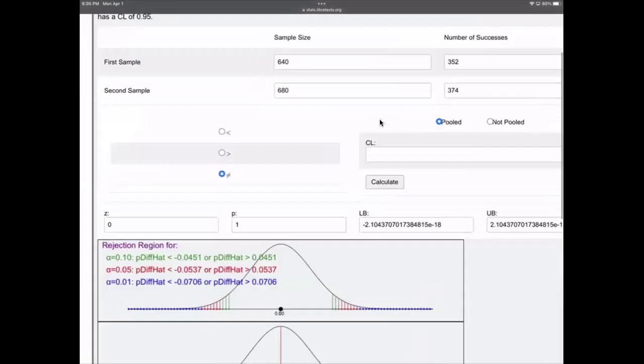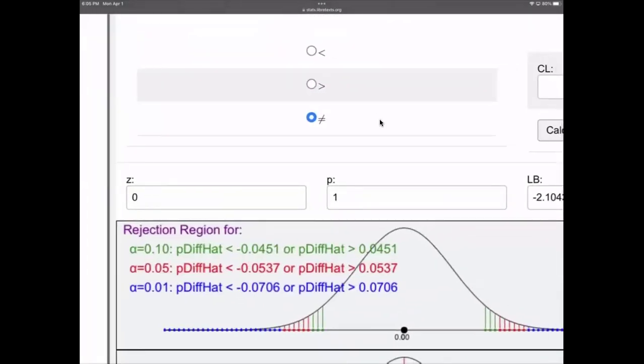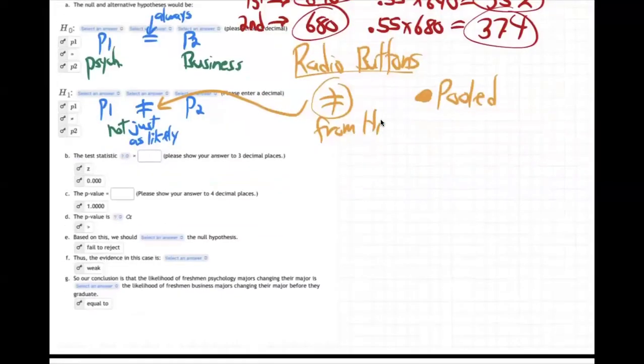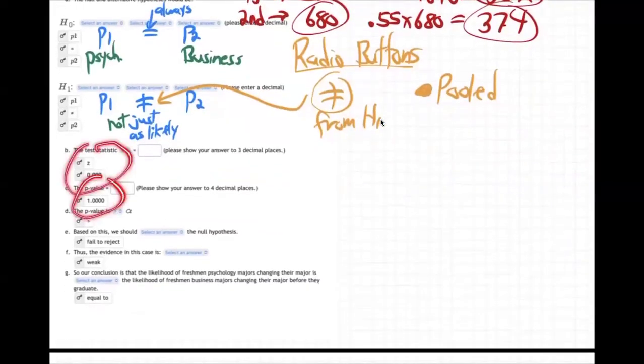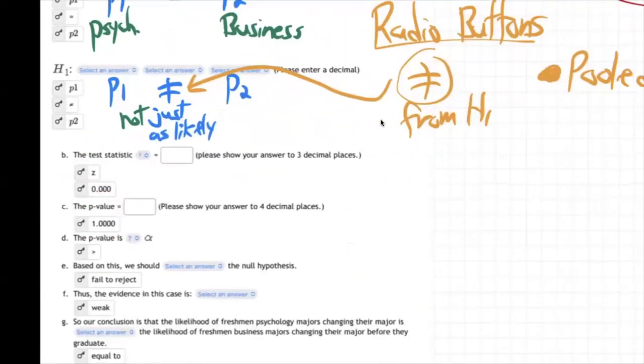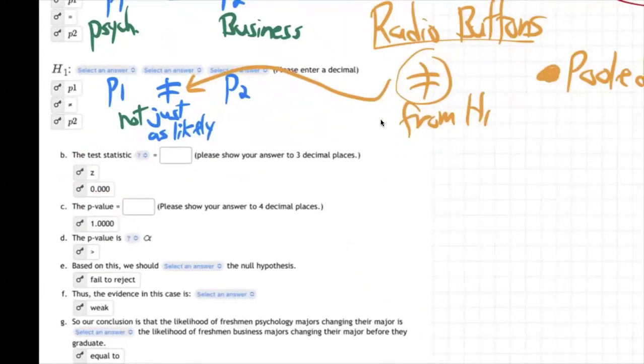And there we go. Now look, our Z is 0 and our P is 1. Let's go back to it. Z is 0, P is 1. Is that what they got? Yeah, they did. See, Z is 0, P is 1. Okay, so now it's time to draw our conclusion.